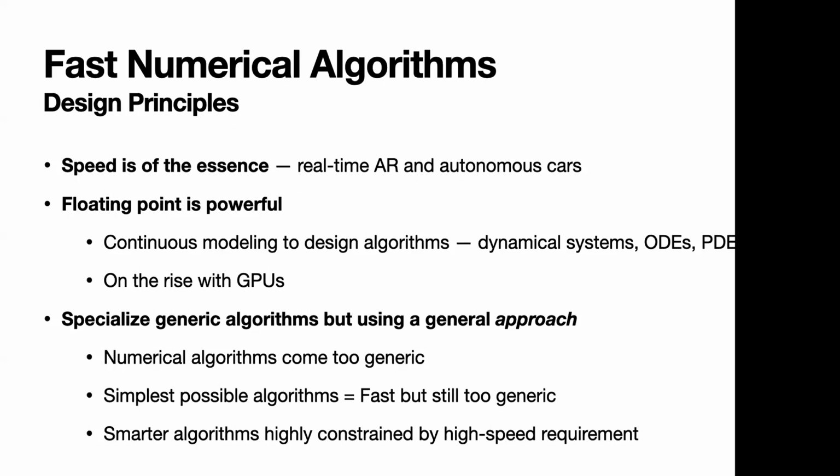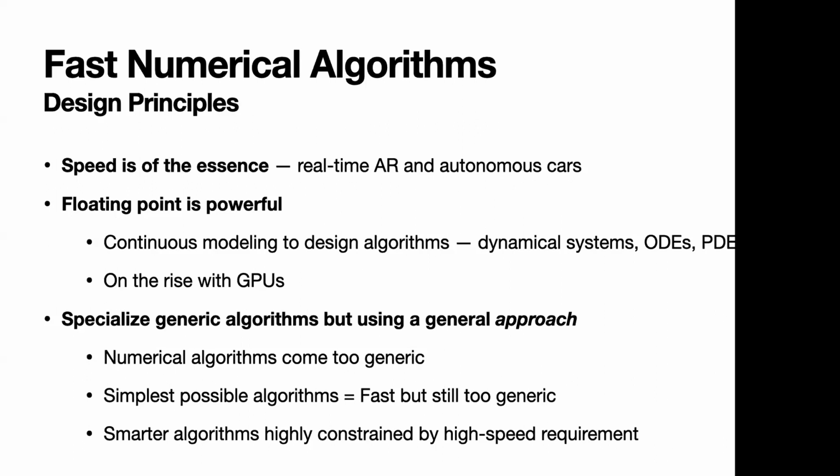When you read about homotopy continuation, a lot of the papers are going to give you thousands of methods, but they have different goals. So you have to keep that in mind. Our design goal is speed. We want it to be used in real-time AR and autonomous cars. The second one I would say is that floating point is powerful. I wouldn't call it a design principle, but it's more of a design choice.